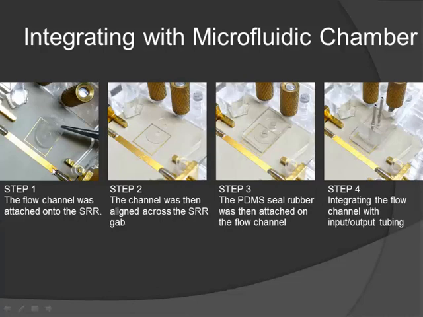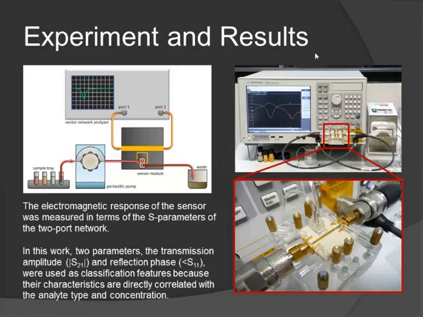Here is the step of how to attach the flow chamber onto the sensor. This is the disposable sensor that is fabricated from plastic transparency film and double-sided tape. We will attach it and align it to lead across the gap, and then we will put the sealing rubber, which is made of PDMS, and after that we will integrate the input and output tubing.